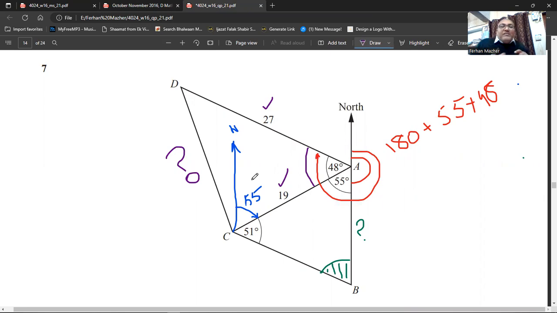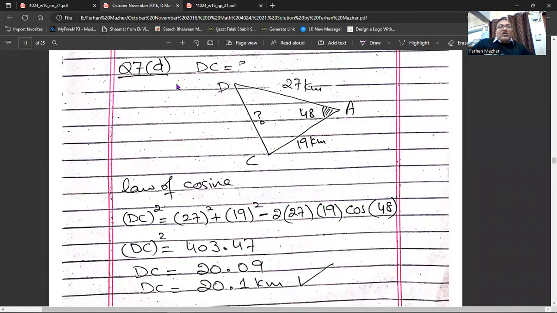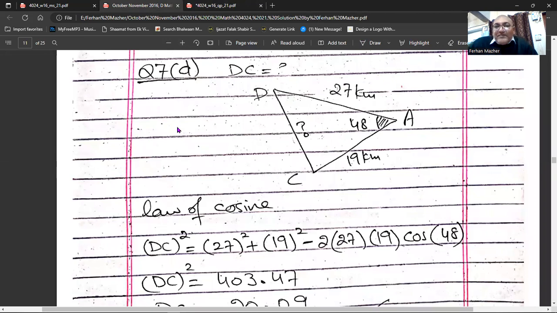The law of cosine will be a square, small a square equals c square plus d square minus 2 multiply c multiply d multiply cos of a, capital A. That's the law of cosine. So here we are going to apply it to question number 7, D part. That's that triangle. I know this side, I know this side, I know the angle between them, and the opposite side I want to find out.